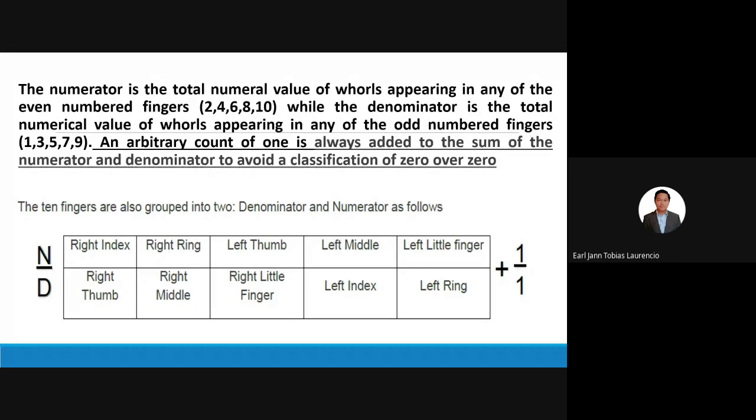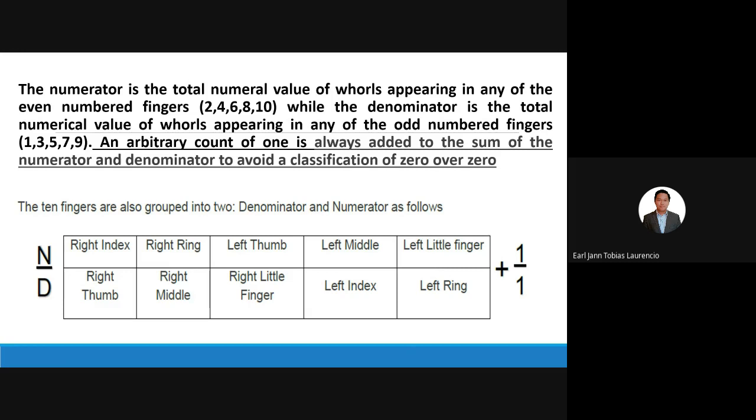Always remember, according to Sir Edward Richard Henry, in order for us to avoid 0/0 classification, we will add an arbitrary count of 1 to the sum of the numerator and the sum of the denominator. Okay? Kasi nga, sa primary classification, ang may value lamang ay whorl pattern. Hindi lahat ng tao, whorl ang pattern sa daliri.